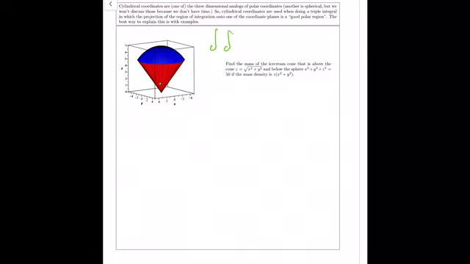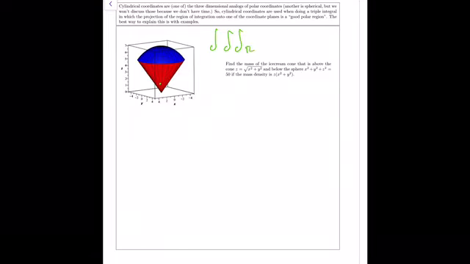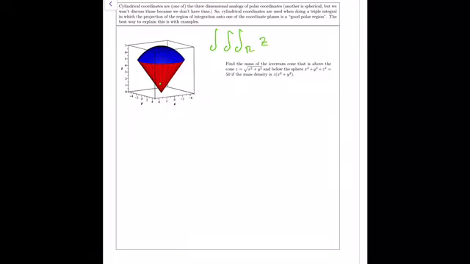So we want to find the mass of this ice cream cone region. The red surface is the cone z is equal to the square root of x squared plus y squared. The blue surface is the sphere given by x squared plus y squared plus z squared is equal to 50. And the mass density is z times x squared plus y squared. So we want to do a triple integral over this region of the function z times (x squared plus y squared), and for now, I'll just write dV.